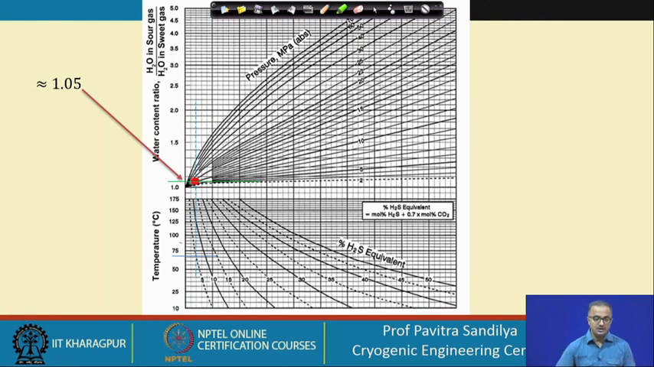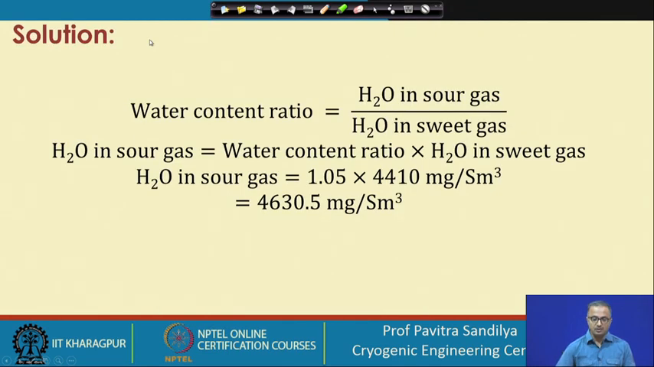So what we have to do, this particular ratio when multiplied by the water content in sweet gas will give us the water content in the sour gas. Here the water content ratio is taken as 1.05, and this is the value we have obtained for the sweet gas, and this is how we find the water content in the sour gas. And as I told you, the water content of the sour gas is more than that for the sweet gas because of the presence of H2S and CO2.